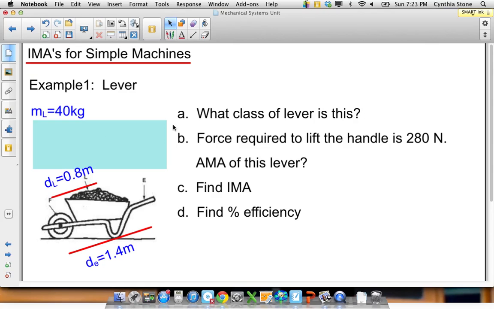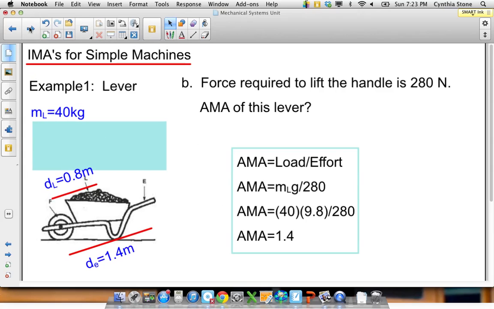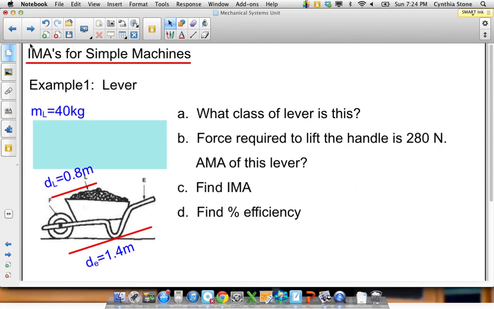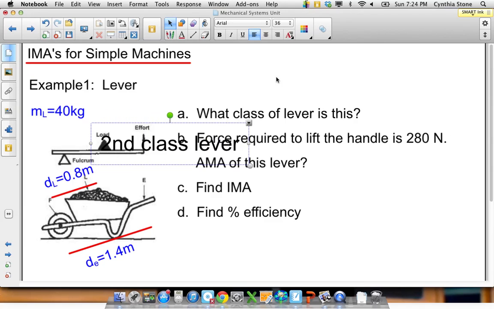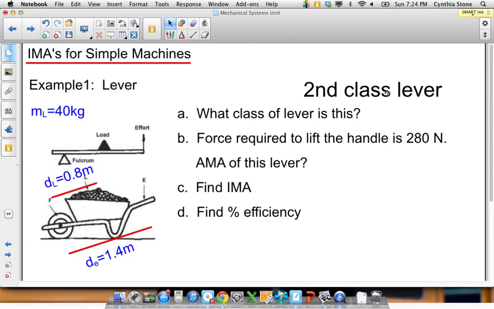We're looking for all these things, and the first thing we're looking for is what class of lever it is. Just looking at it from that point of view, where you have the load in the center, effort, load, fulcrum, it will be a second class lever with the load in the middle. I didn't write that down. Let's do that now. Just put that over here.